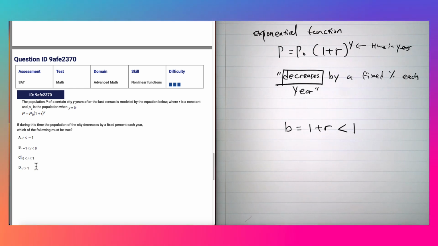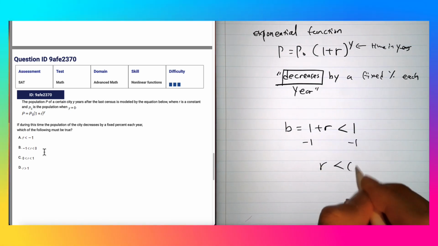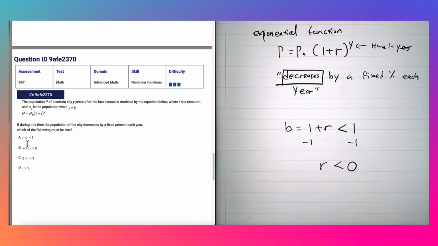C and D's are gone because if R is positive, whether it's between 0 and 1 or greater than 1, we will increase the population. So we have to narrow down to choice A and B. So yes, when you subtract 1 on both sides, R can be less than 0. But can it be less than -1?